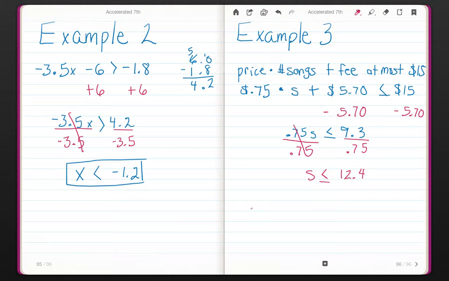So Diego can download at most 12 songs. If he downloads 13 songs, he will be over that $15. So this 4/10 of a song, you cannot download just 4/10 of a song. So that 4/10 we ignore. He can download no more than 12 songs.